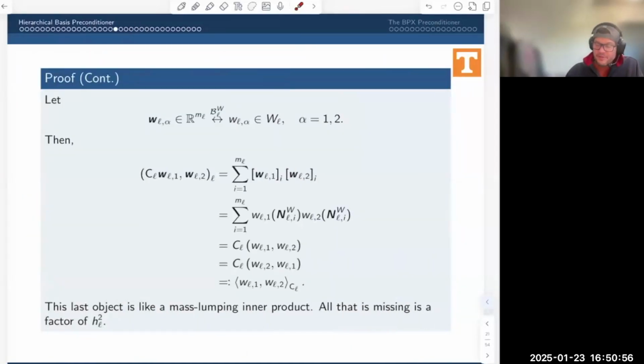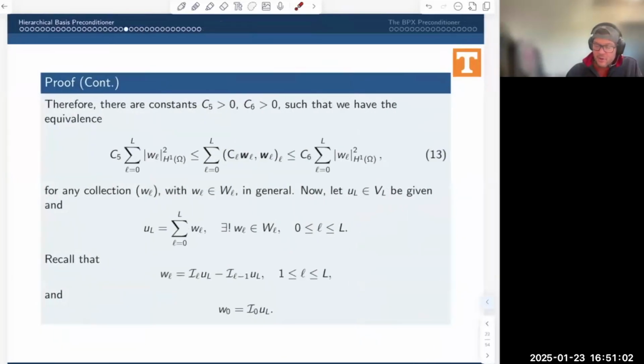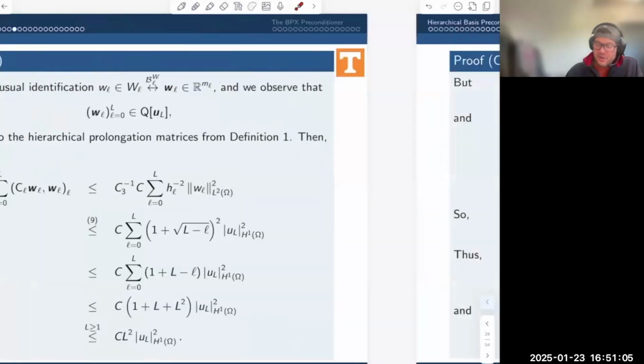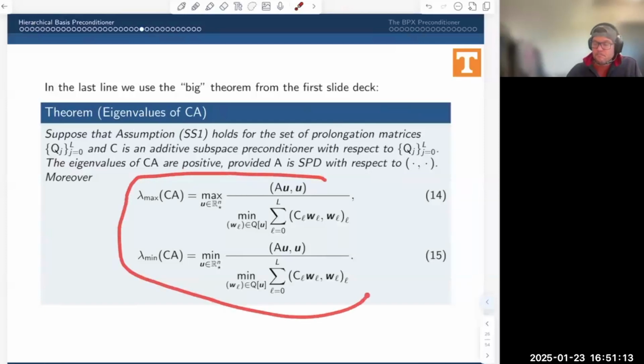So this proof is long and complicated, but it uses all the technical machinery that we built up to that point. It finishes off in the end using this theorem, which we derive very simply in the first slide deck for chapter 9.